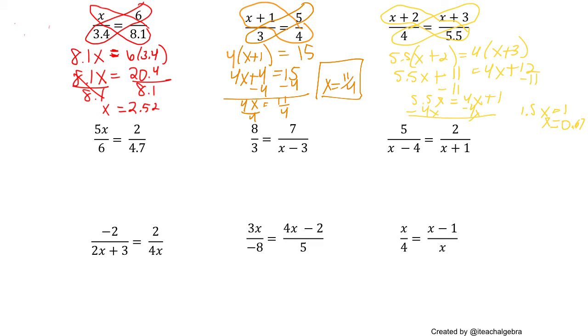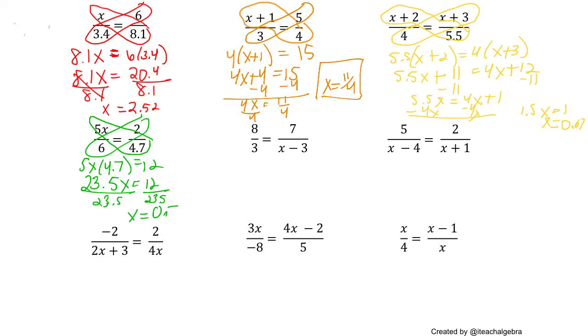All right, now you're on your own. Try this first one all by your lonesome. Okay, we're going to cross multiply. And we've got 5x times 4.7 equals 12. I'm going to multiply these together on the left. I get 23.5x is 12. Divide by 23.5. I get x is around 0.51.